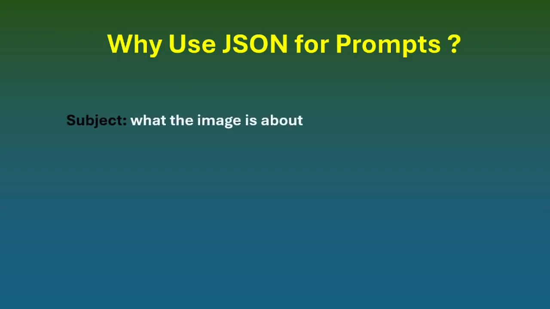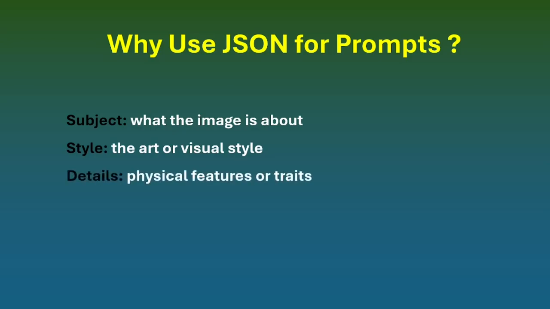Subject: what the image is about. Style: the art or visual style. Details: physical features or traits. Environment: where it's happening. Mood: the emotion or atmosphere.